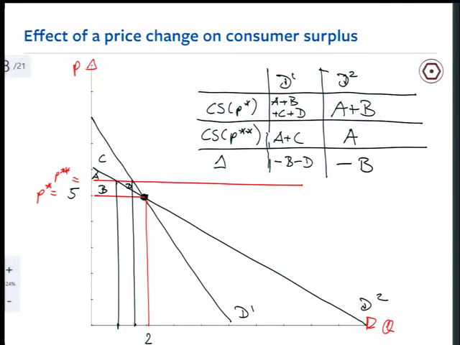So the big question here, this is a test of the yoga theorem again. Who loses more? So the inelastic people lose B and D. The elastic people lose B. Who loses more? The inelastic people. Say it loud, right? The inelastic people lose more.